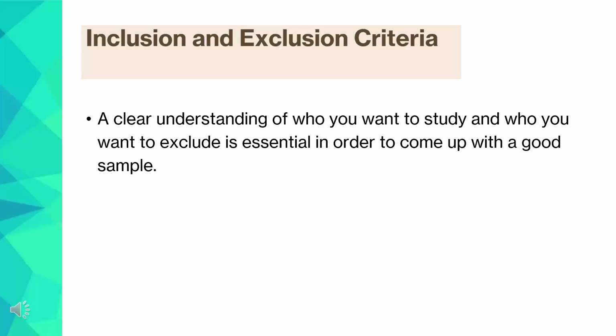When we talk about the sample and the population, it's integral to our study that we know what our inclusion and exclusion criteria are. Because you're coming from a population, you say, we're interested in this group of people. But who among those people could actually enter the study? So a clear understanding is essential so that you could come up with a good design and thereby a good sample.